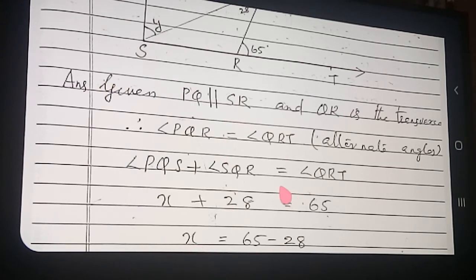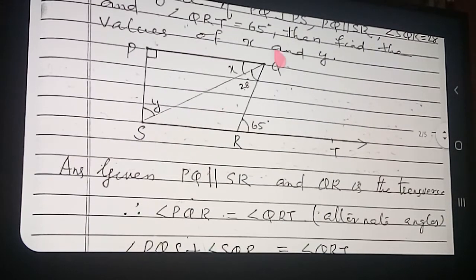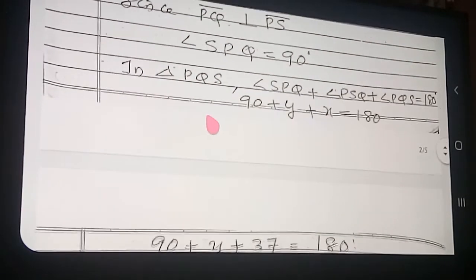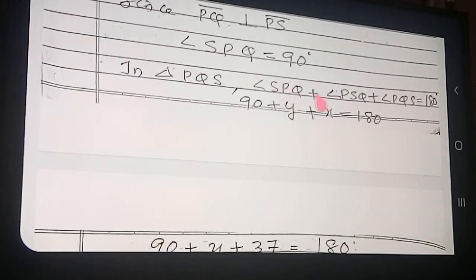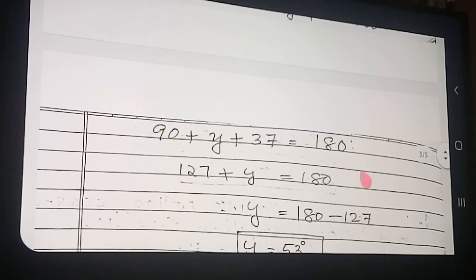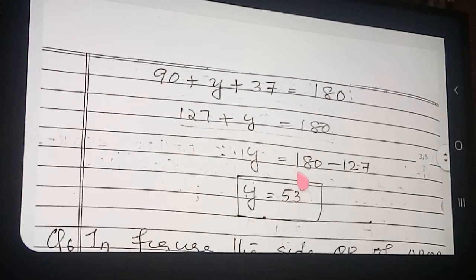After finding out X, what is your next question? Find X and Y. So find out Y. To find Y, you know the value of P and you know the value of X, 37. So you can find the value of Y by the angle sum property. That I have written also: the sum of all angles is equal to 180. Clear? So here completed. What did you get? You got the value of Y is equal to 53.